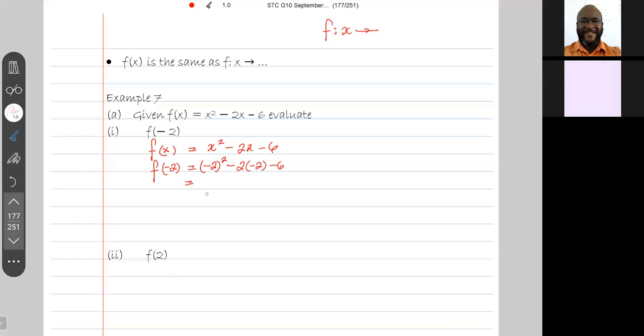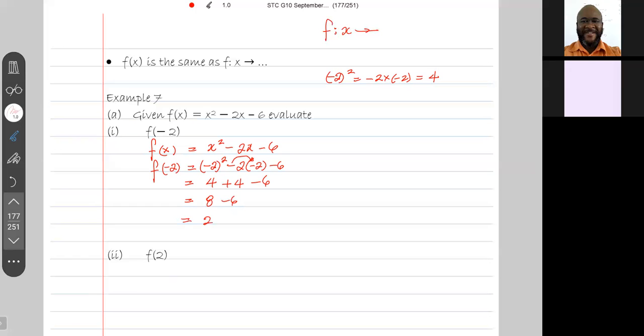So this is (-2) squared minus 2 times -2 minus 6. (-2) squared is -2 times -2, which is +4. A negative times a negative is a positive. So this is 4 plus 4 minus 6, which is 8 minus 6, which is 2.